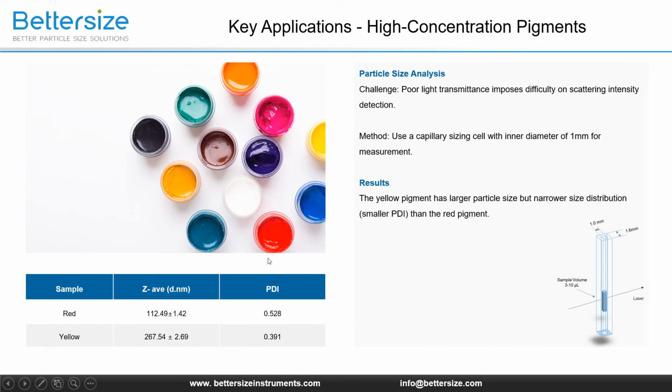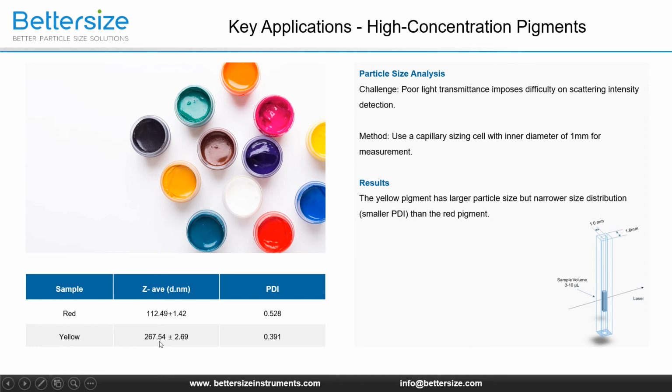In this application, the Binano 90Z was used to measure the particle sizes of two high-concentration pigment suspensions, red and yellow samples. Due to the high concentration and poor light transmittance of the sample, a capillary sizing cell with an inner diameter of 1 milliliter was used for the DLS measurement.